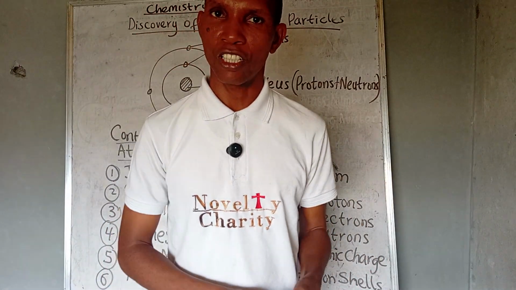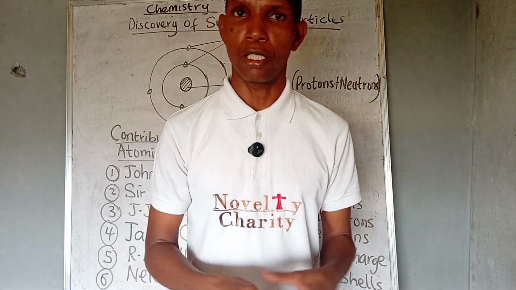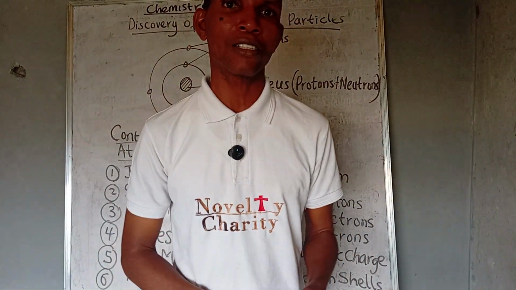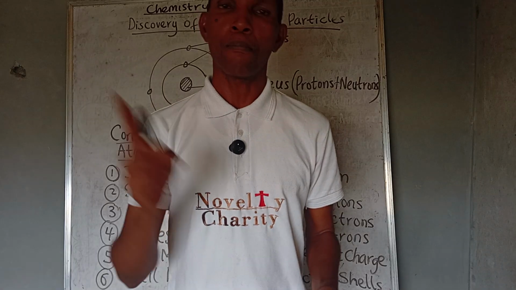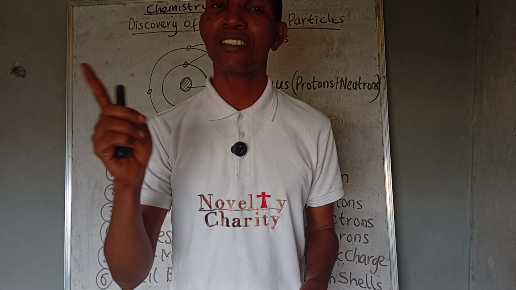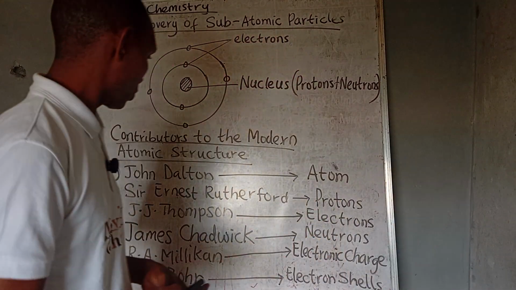Don't forget, Rutherford gave the planetary model of the atom, then J.J. Thomson the plum-pudding model. J.J. Thomson discovered electrons, measured the charge to mass ratio of the electron, and also gave us the plum-pudding model.